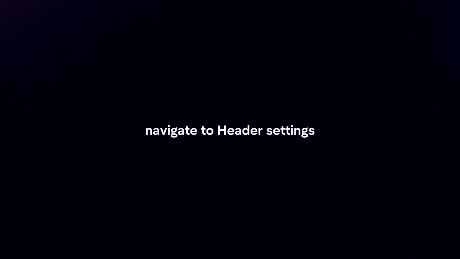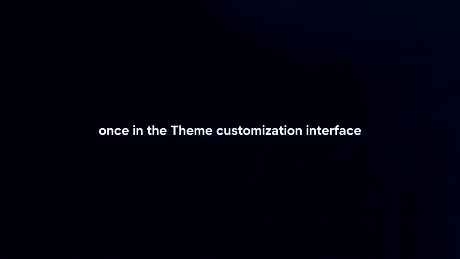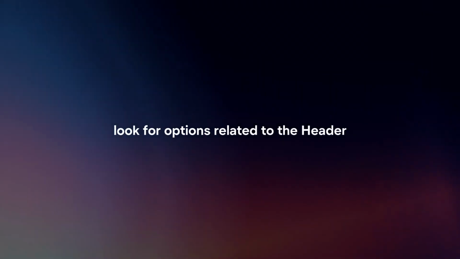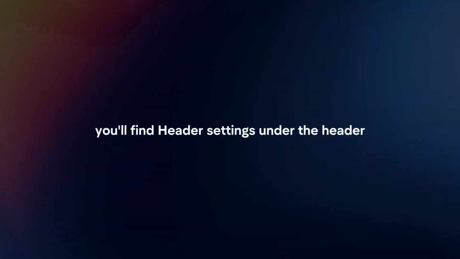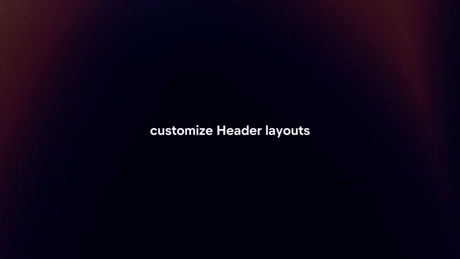Navigate to Header Settings. Once in the Theme Customization interface, look for options related to the header. This may vary depending on the theme you're using, but typically you'll find header settings under the Header or Header and Navigation section. Customize header layout.